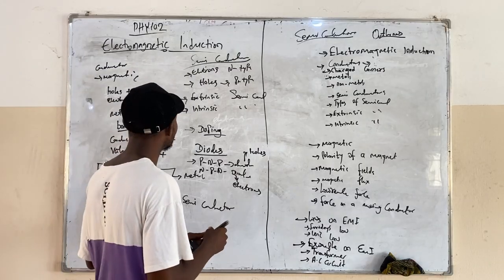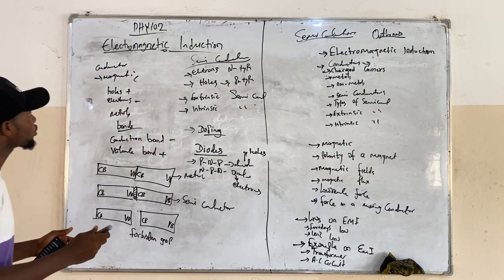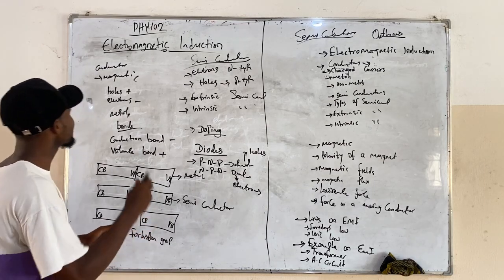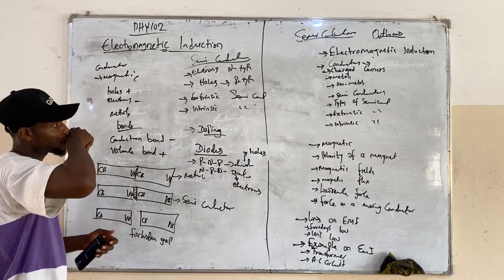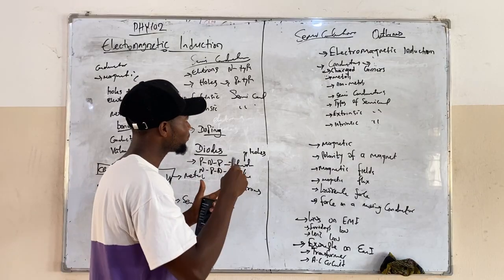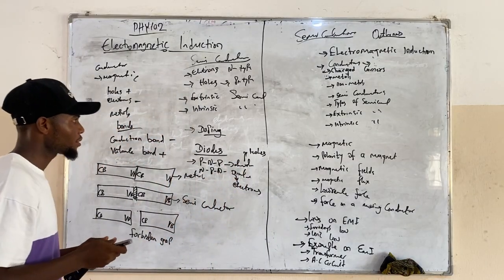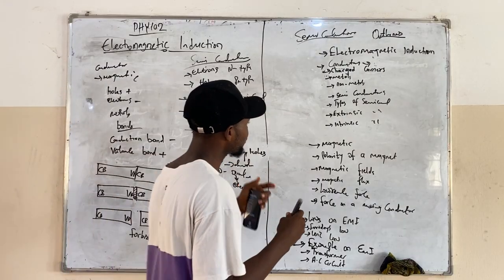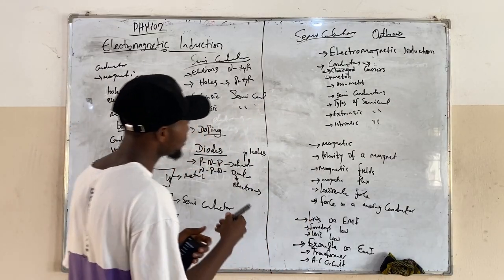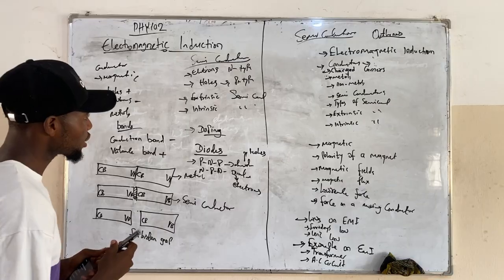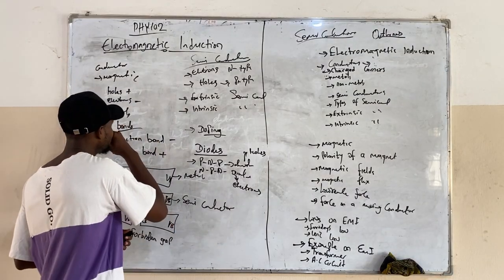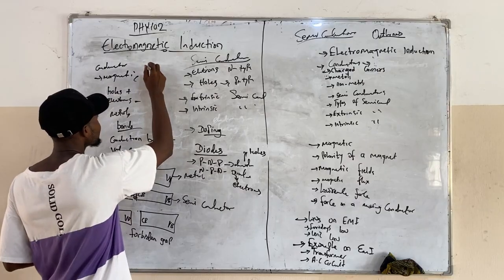So let's move to the next important concept. I told you electromagnetic induction is the production of electric current whenever there is relative motion between what? A conductor and a magnet. So we finished discussing what a conductor is. Having known what conductors are, let's quickly venture into the next property, which is what? Magnet.